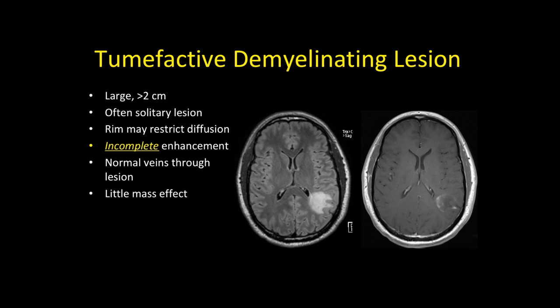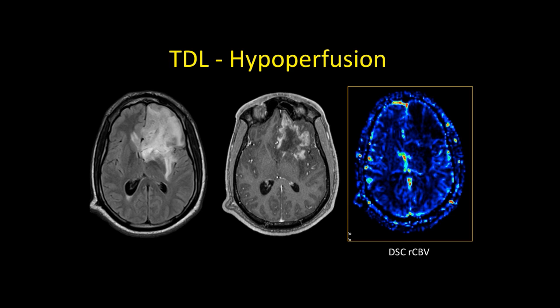Tumefactive demyelinating lesions are large demyelinating lesions, usually greater than 2 centimeters, often solitary, but again, they have incomplete peripheral enhancement, which is characteristic of demyelinating lesions. Another clue would be to look for normal veins running through the lesion on an SWI image or a post-contrast image, and they usually have little mass effect for the size of the lesion. Also, these lesions are hypoperfusing as opposed to tumors, which are hyperperfusing. And again, this large tumefactive lesion in the left frontal lobe has incomplete peripheral enhancement, which is another clue.